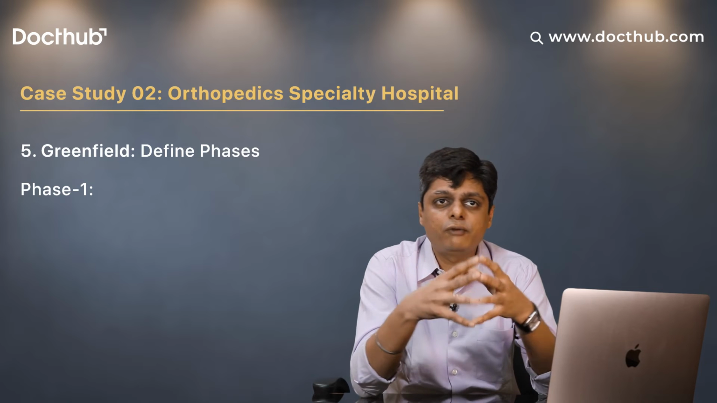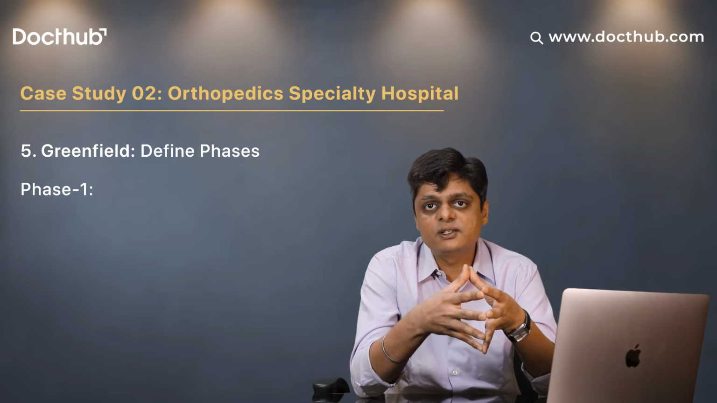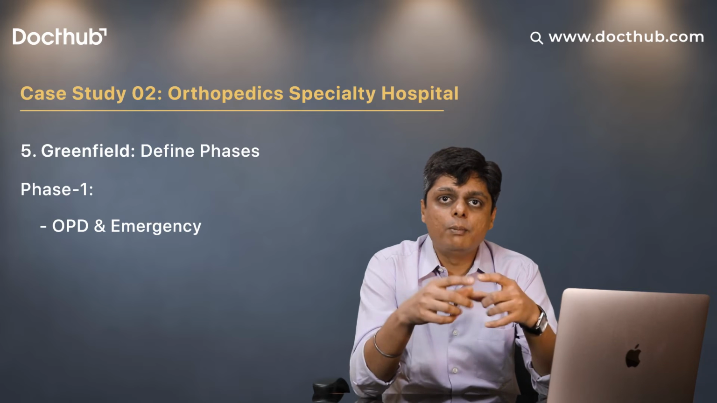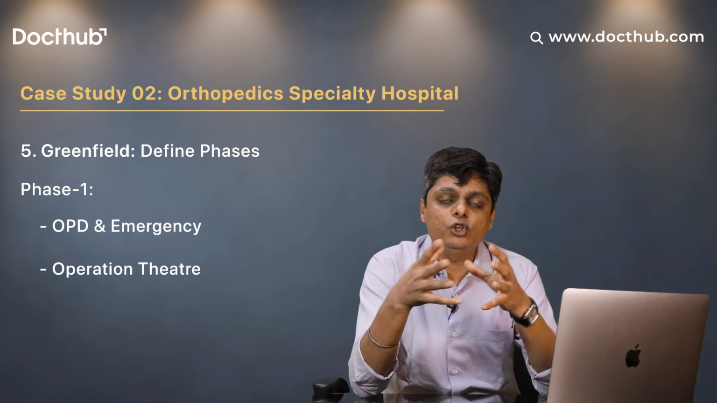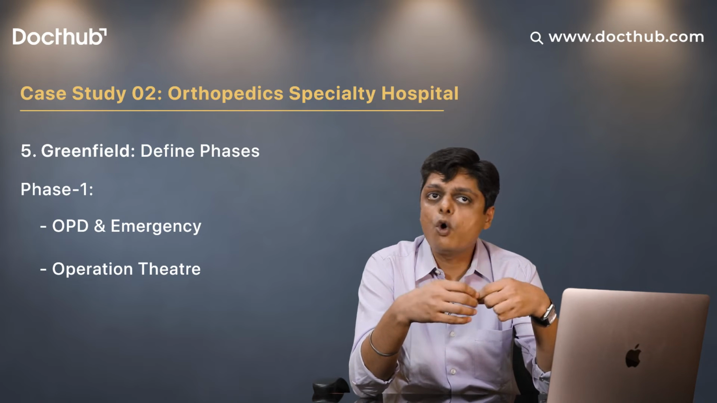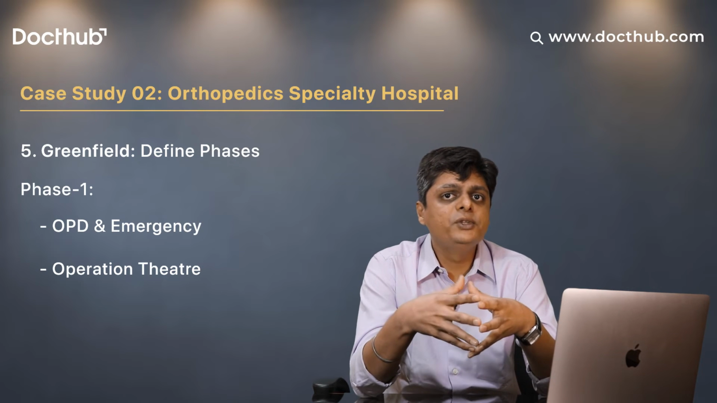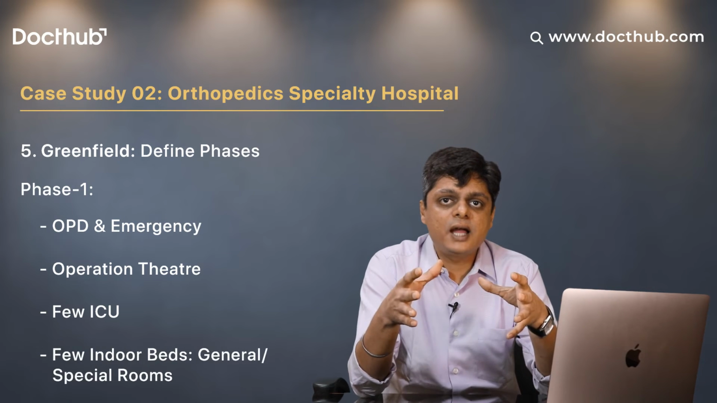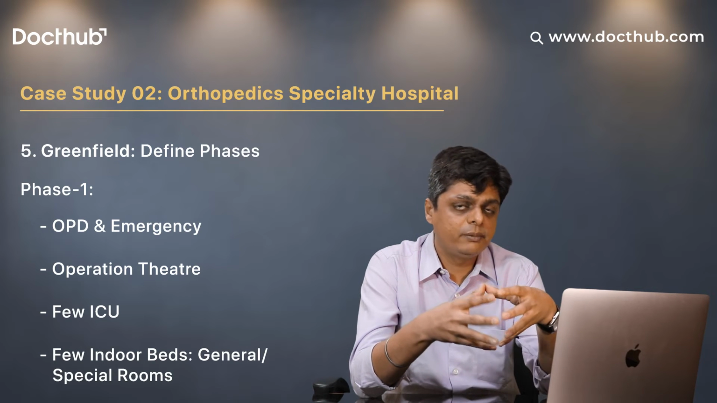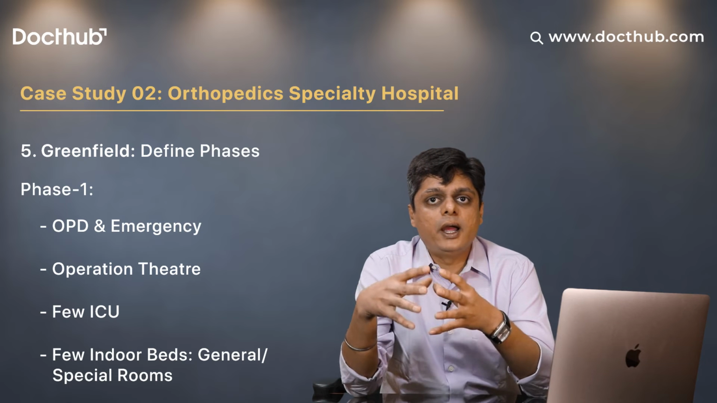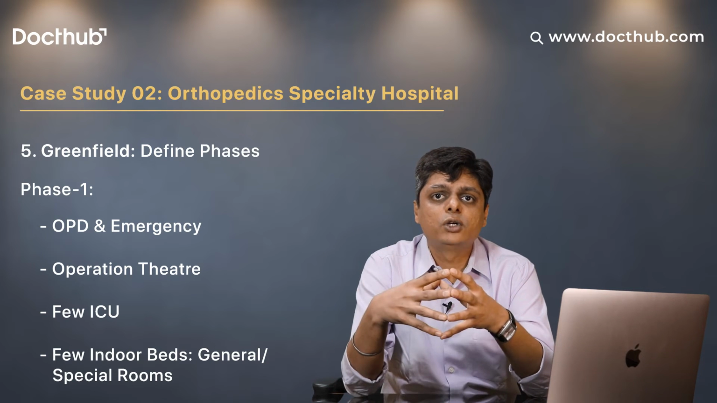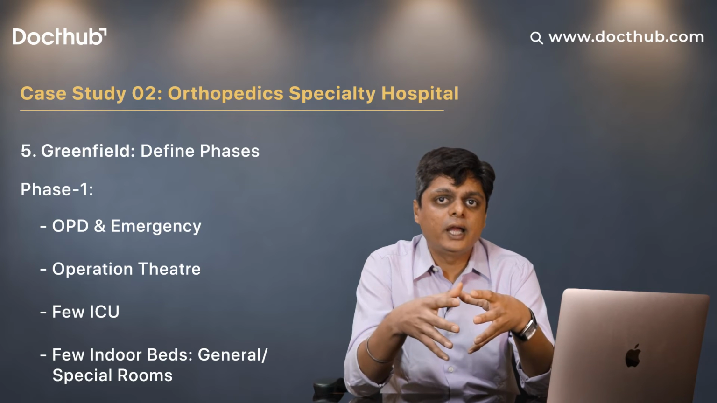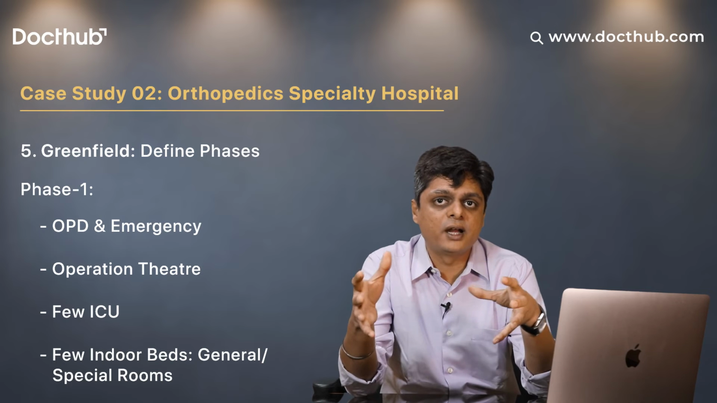You cannot include 50% of ICU beds in phase 1. You can operationalize a few, because for emergency and trauma you need to have ICU backup. And if your complete hospital plan includes 2 operation theaters, in phase 1 you can go with 1 or 2 operation theaters and a few of the indoor beds. So for example, if you are planning a 100 bedded orthopedic specialty center, you can plan 3 to 4 beds of trauma and emergency, 5 to 6 beds of ICU, and 20 beds of indoor. Roughly, you can operationalize phase 1 with 30% bed occupancy, around 30 beds in total.